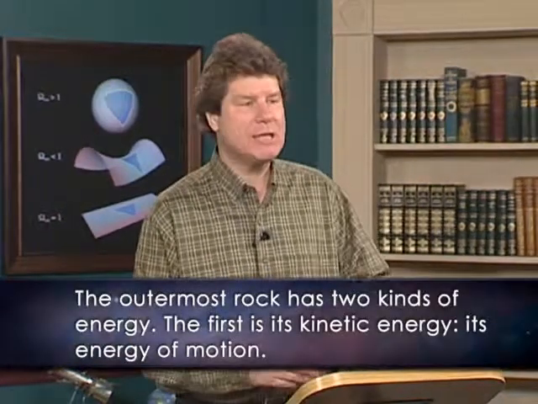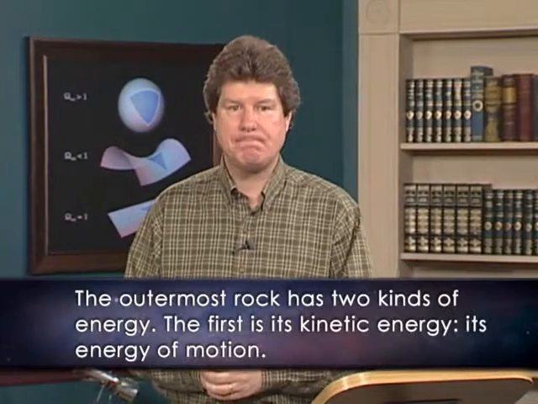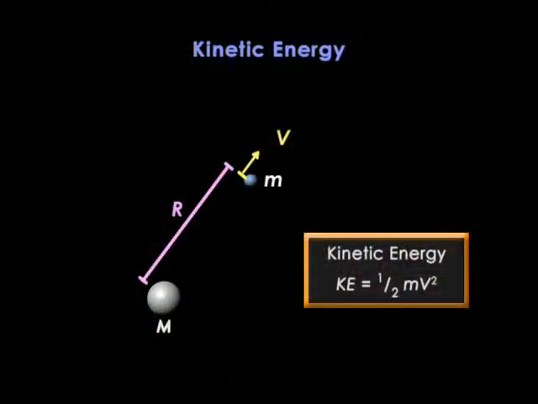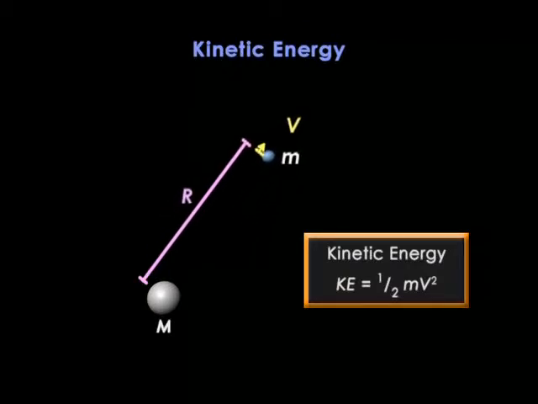Now, it's important to realise that the outermost rock has two kinds of energy. The first is its kinetic energy. It's energy of motion. If it hit you, this energy would hurt you. In math terms, kinetic energy, Ke, is given by a half mv squared, where little m is the rock's mass and v is the rock's velocity or speed. Obviously, as the rock goes up, its speed drops, and so the rock is clearly losing its kinetic energy.